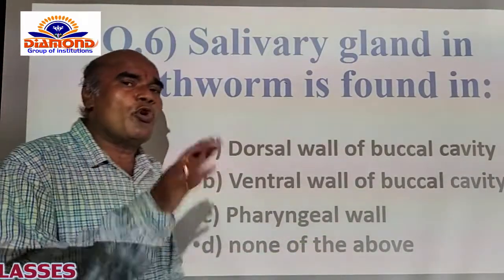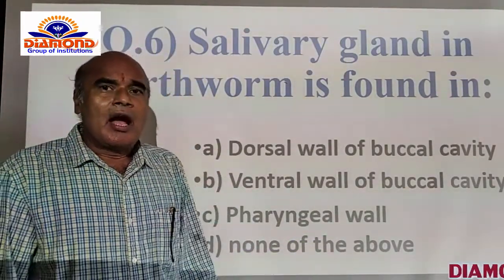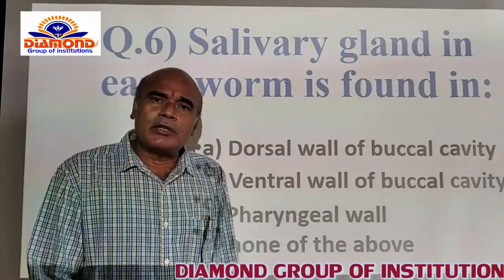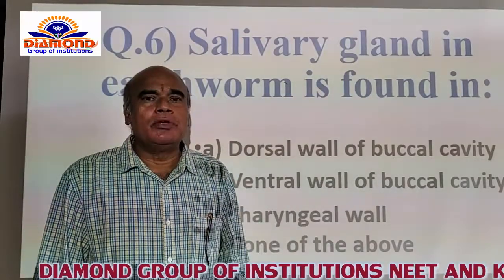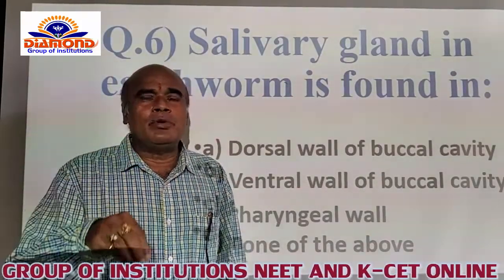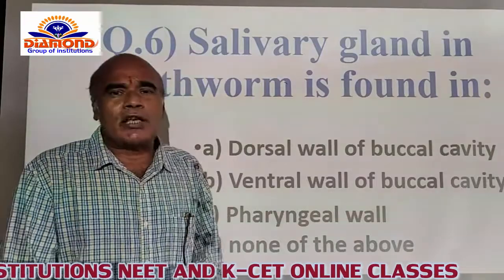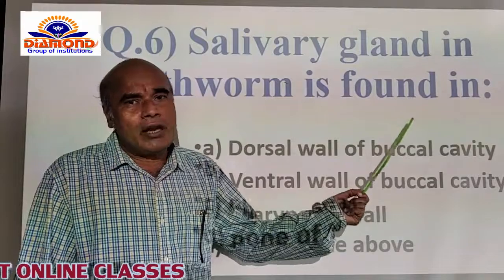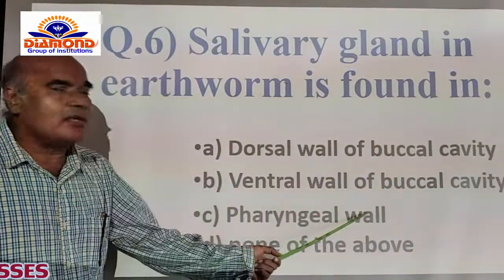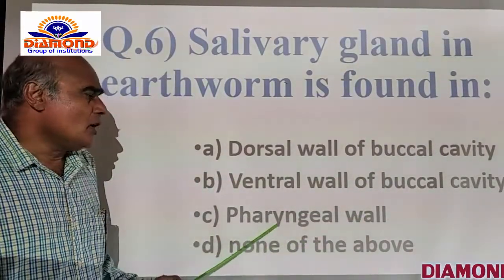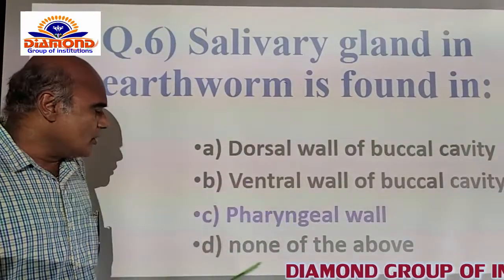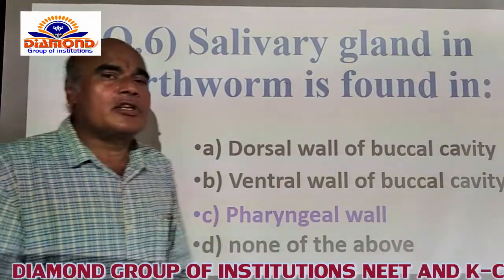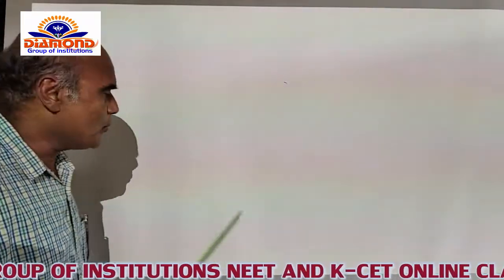The buccal cavity simply opens into the pharynx, and the pharynx has a slightly enlarged part that is called the pharyngeal bulb. Inside the pharyngeal bulb, secretory glandular cells are present. They act like salivary glands. That's why the salivary glands are naturally present in the pharyngeal wall. So the C option is correct for this, and the D option is none of the above. So among A, B, C, D, C is the right answer. So I am opting for C.